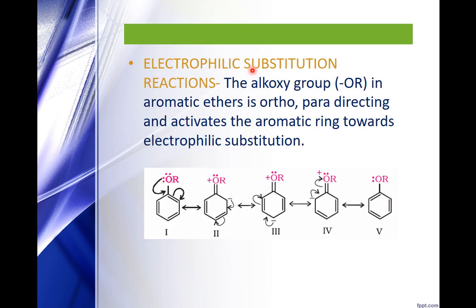Then we have electrophilic substitution reactions. This is the alkoxy group OR. This alkoxy group is activating and ortho-para directing in nature. You can see these 5 resonating structures. In these 5 resonating structures, electron density increases in the benzene ring. You can see here negative charge on the benzene ring and moreover it increases at the ortho position, para position and then ortho position. So these are ortho-para directing and activating in nature.